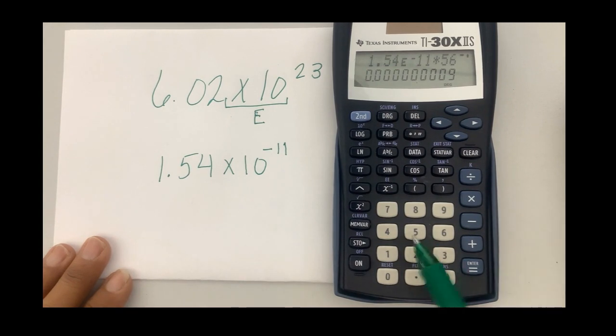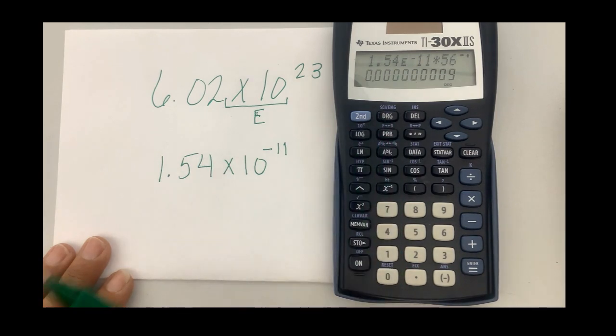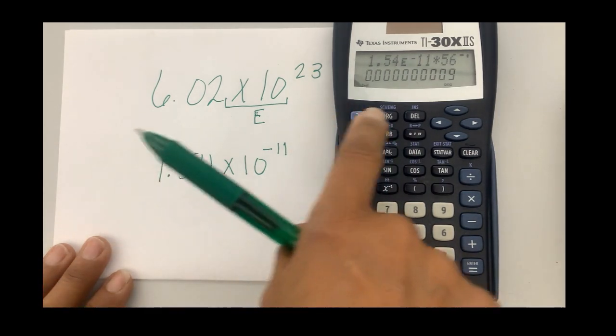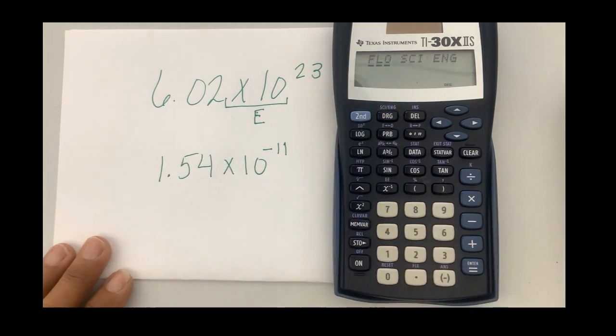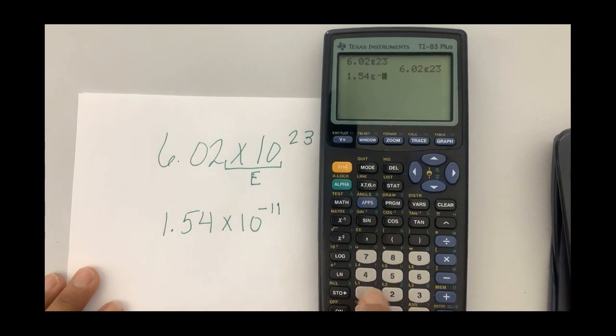And on this calculator, you can see right up here the DRG button. Above the DRG button says Sci/ENG. Sci stands for scientific notation. So all you'd have to do is hit second function, DRG, and then toggle over to scientific notation, and then hit enter, okay? And that number, that 0.00000009 was actually 8.7 times 10 to the negative 9th, okay? 8.7 times 10 to the negative 9th. 1.54 times 10 to the negative 11th.